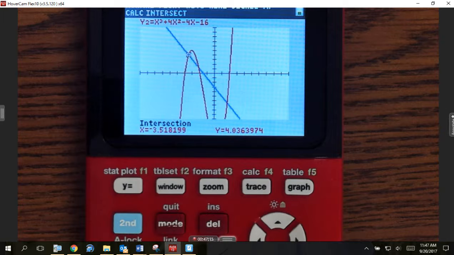Okay, so we're going to round that ordered pair to how many decimals? 2. So negative 3.52 and 4.04. Ordered pair, write it down.